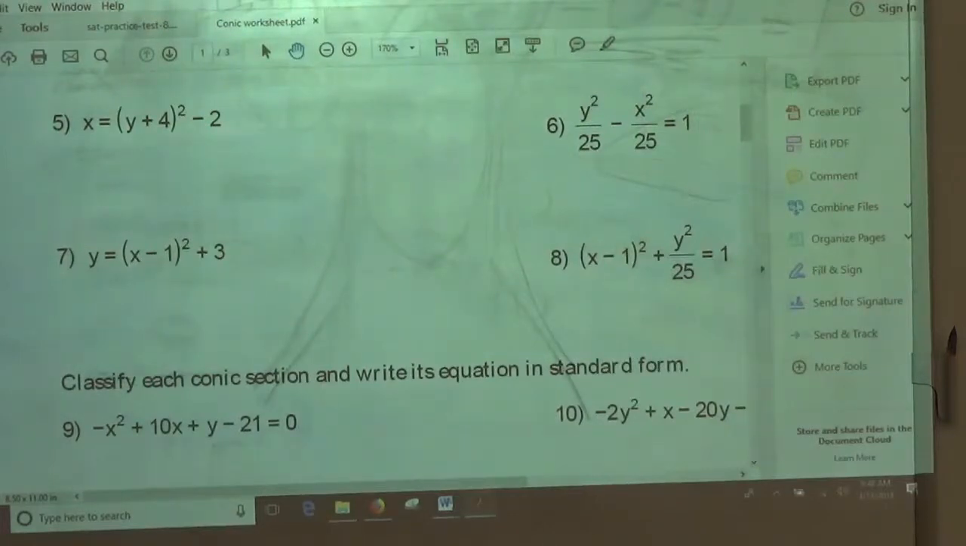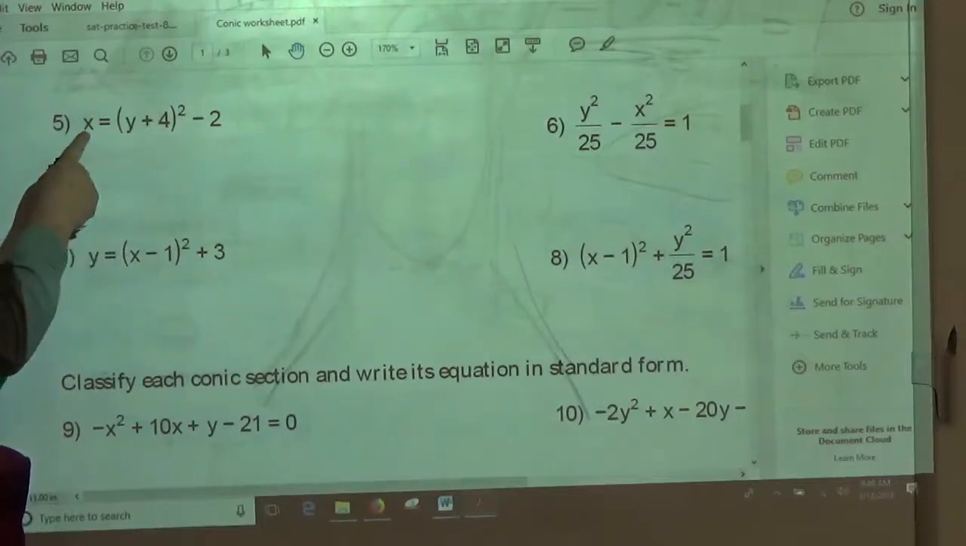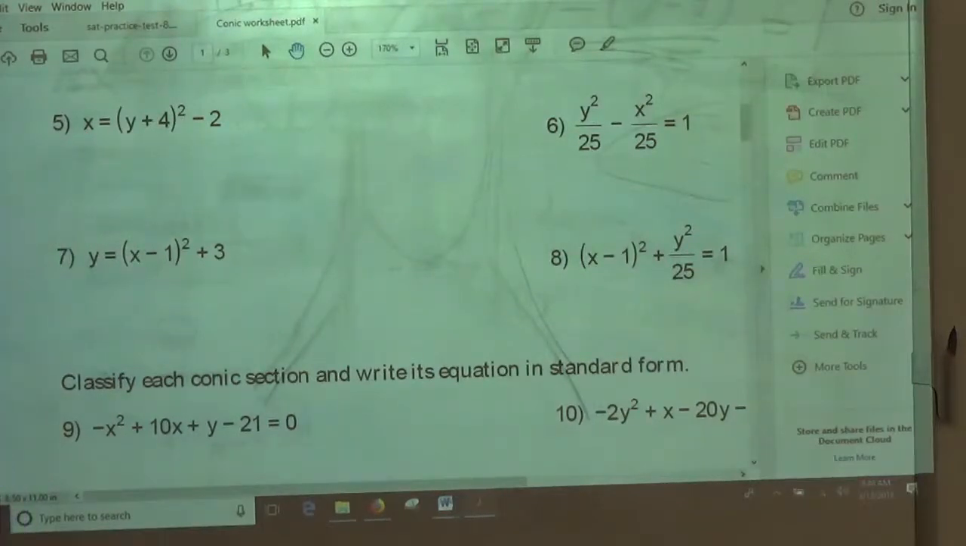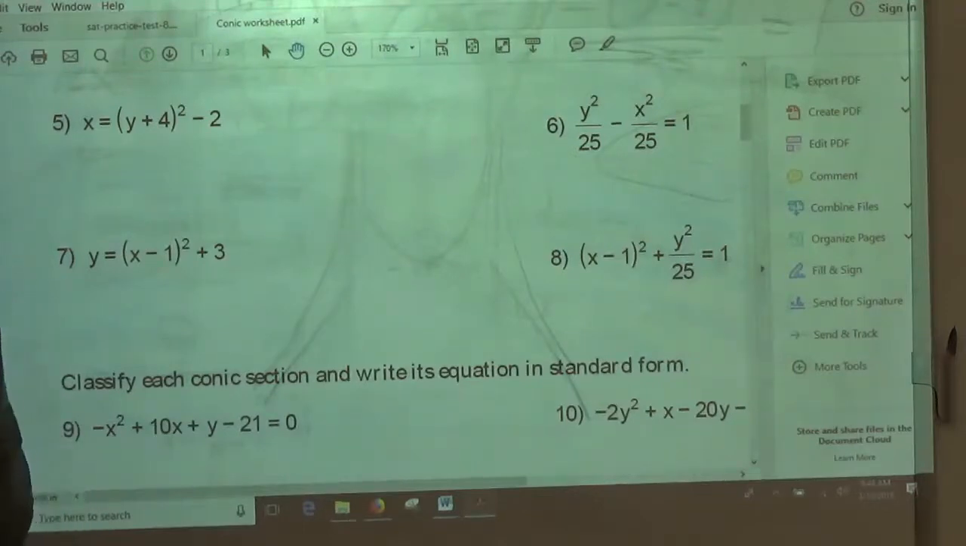What do you see? I see a y that is squared and an x that is not. So what kind of section? It's a parabola, right? Okay, now, which way does it open? It opens along the x. All right, now, where is the vertex?